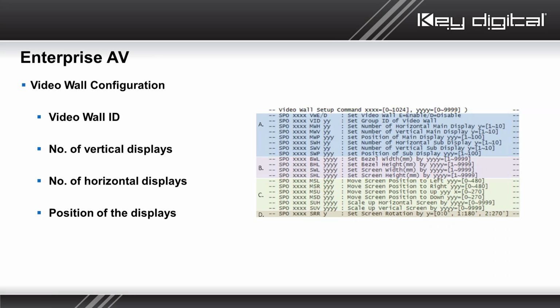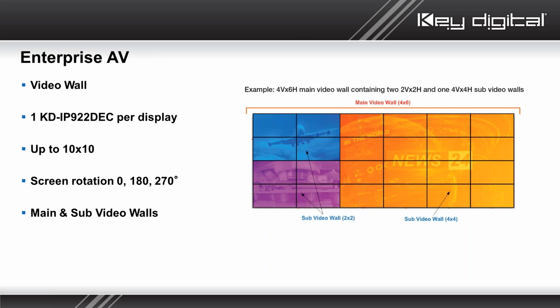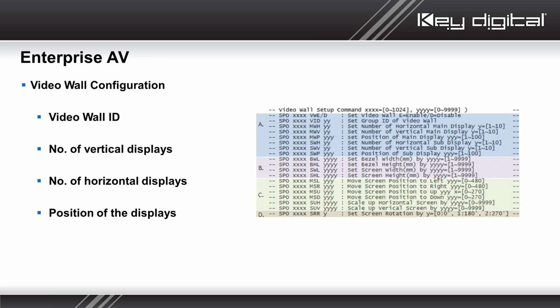All you need to tell us is the ID number of your video wall, because you may have more than one video wall on your job site. How many displays vertically? In this example's case, it's 4. How many displays horizontally? In this depicted demo again is 6. And the position of each display.